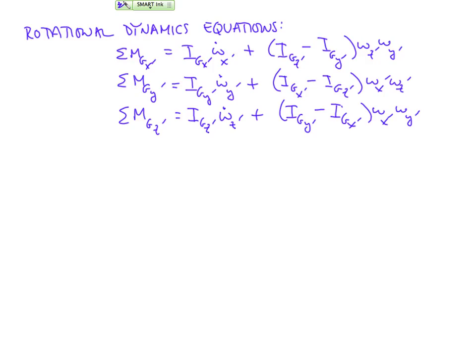The rotational dynamics equations along the principal axes can be written. In these equations, the first term on the right-hand side includes the mass moments times the time rate of change of angular velocity, which are angular accelerations. We'll get to the significance of this second set of terms shortly.